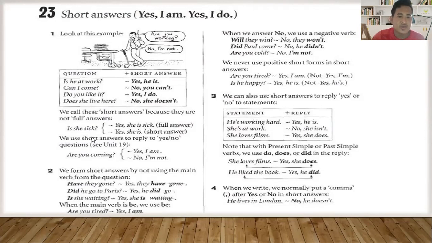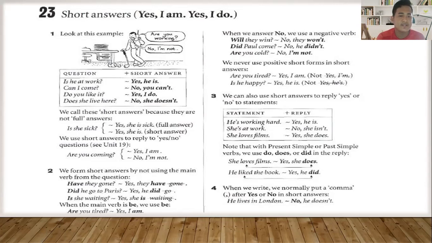We use short answers to reply to yes/no questions. It's not long; there is no need to explain about the question, only a short answer. Point two: we form the short answer without using the main verb from the question. Like, "Have they gone?" "Yes, they have." No need to use "gone" in the sentence. "Did he go to Paris?" "Yes, he did." We don't need to put "go."